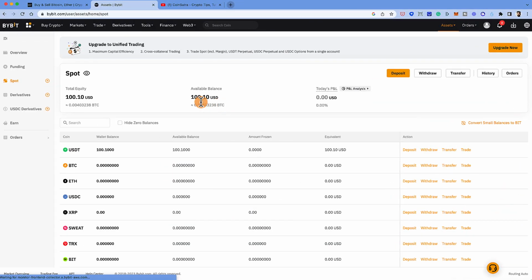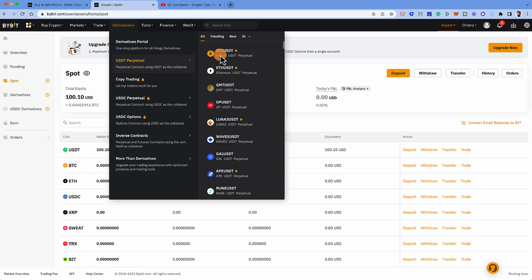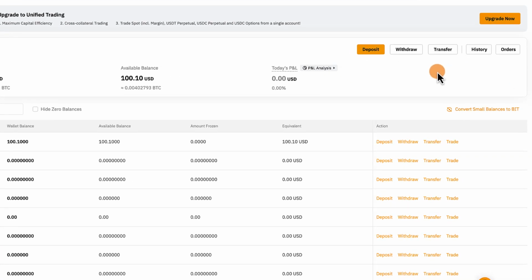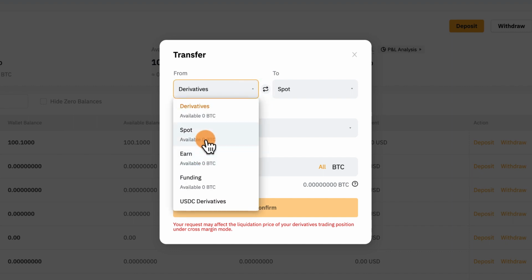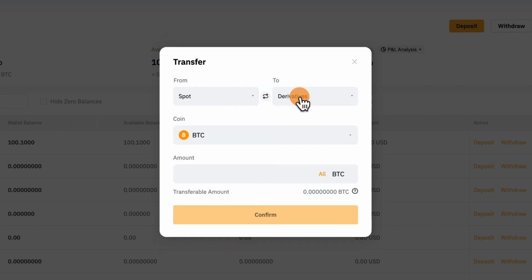So once we have the funds, we have multiple options, right? We can start trading immediately, or we can also transfer these funds to our derivative account and do futures trading. So if you want to do futures trading, what you need to do is click on transfer. Select the account. So what we are doing is transferring from the spot market to the derivative market. We have to select the coin, and then we can transfer the funds. So let's say we transfer 50 USDT, and that's it.